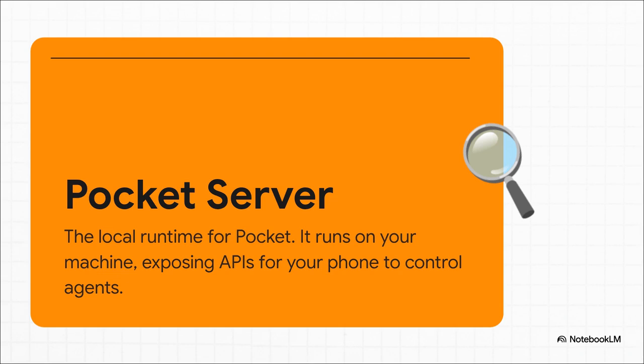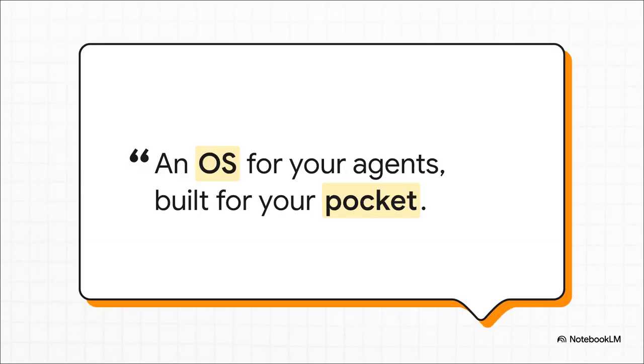So what is it exactly? The easiest way to think about it is like a small, super secure program that you run on your main computer. It acts as a kind of bridge, allowing an app on your phone to command powerful AI agents that are running right there on your machine, with full, real-time access to your code. And their tagline just nails it. This isn't just a remote control, it's an entire operating system for your agents. And that's the key idea here. It reframes your phone from just being a screen into a true command center for AI.